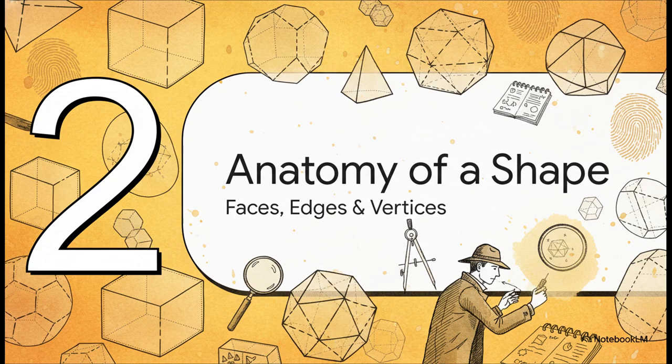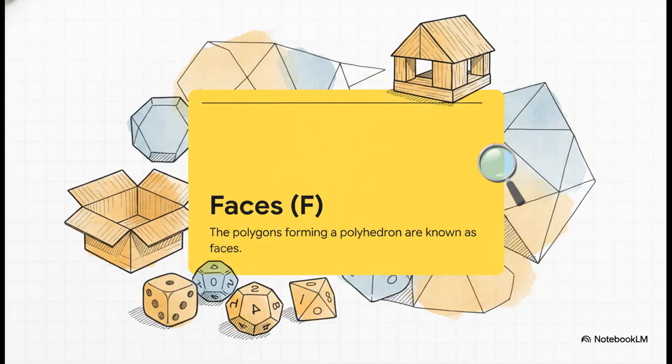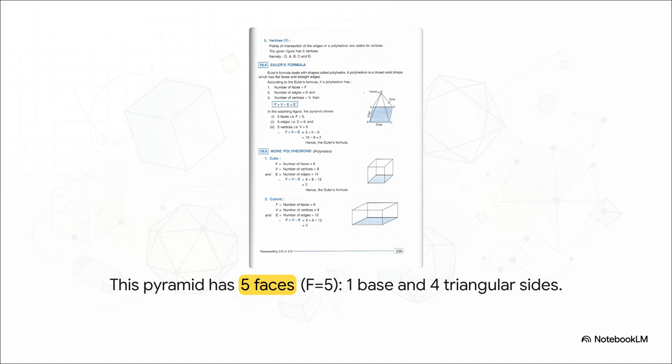Okay, so we've rounded up our suspects. Now we need to learn how to talk about them. Like a detective breaking down a case, we need to understand the anatomy of these shapes. And it really just comes down to three key parts. First things first, faces. We'll just call them F for short. These are literally just the flat surfaces of the shape. Super easy. Think of a die. It's got 6 sides, right? Those are its 6 faces. So let's use this pyramid as our example. See that? It's got one square face on the bottom, and then 4 triangle-shaped faces that all meet up at the top. You add them up, that's 5 faces in total. So for this guy, F is 5.